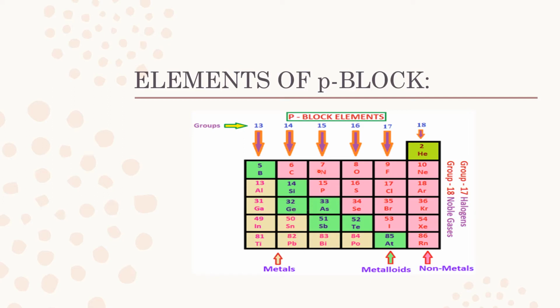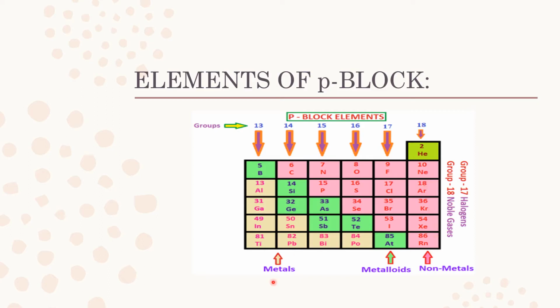And then group 15 or nitrogen family consists of nitrogen, phosphorus, arsenic, antimony and bismuth. And then group 16 or oxygen family, otherwise known as chalcogen family. The elements are oxygen, sulfur, selenium, tellurium and polonium. And then the halogen family, that is group 17, consists of fluorine, chlorine, bromine, iodine and astatine. And then group 18 are noble gases, that is helium, neon, argon, krypton, xenon and radon.